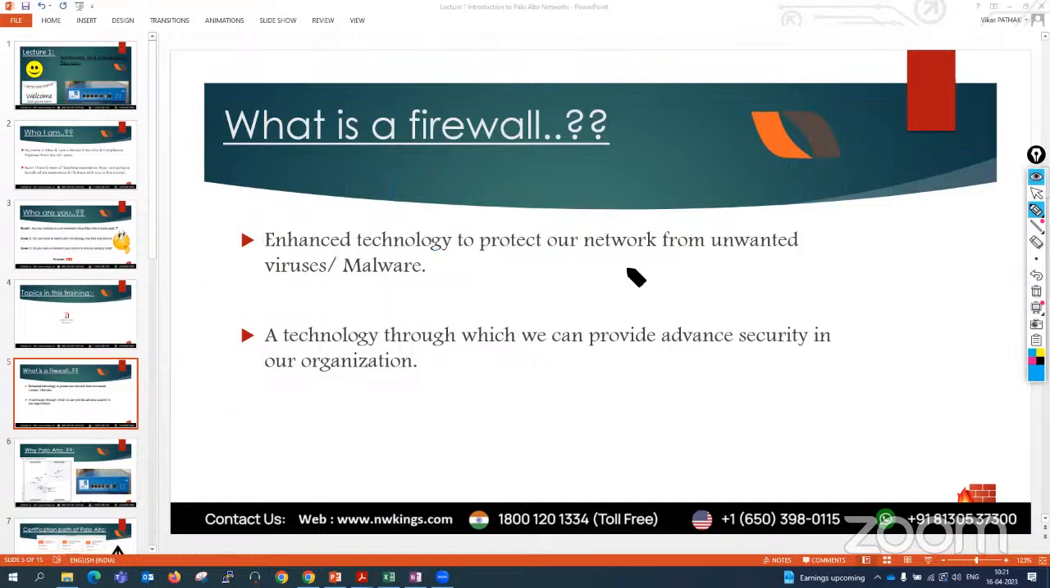So till here, it's sorted. But the moment I extend this definition with protection from unwanted viruses and malware, now, how does it do that?